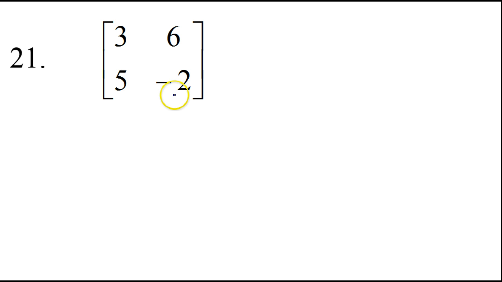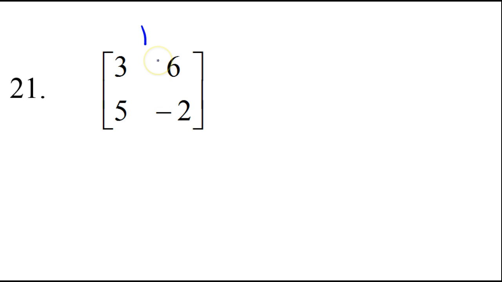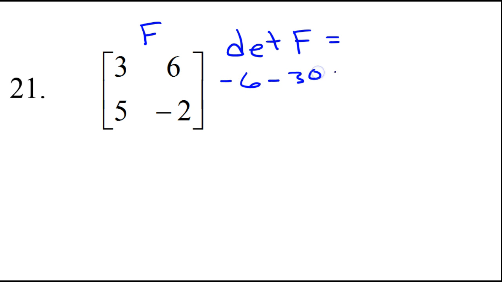And we are down to the last problem. Again, let's call this matrix F. If we want to find the inverse of this matrix, it's two steps we have to do. First, we need to find the determinant of matrix F. That's the down diagonal minus the up diagonal. So that's going to be -6 minus 30.